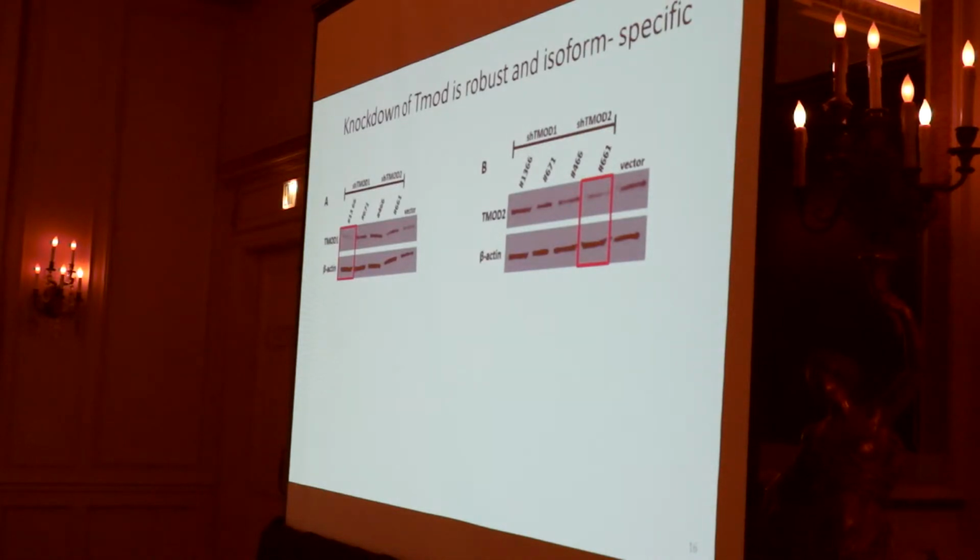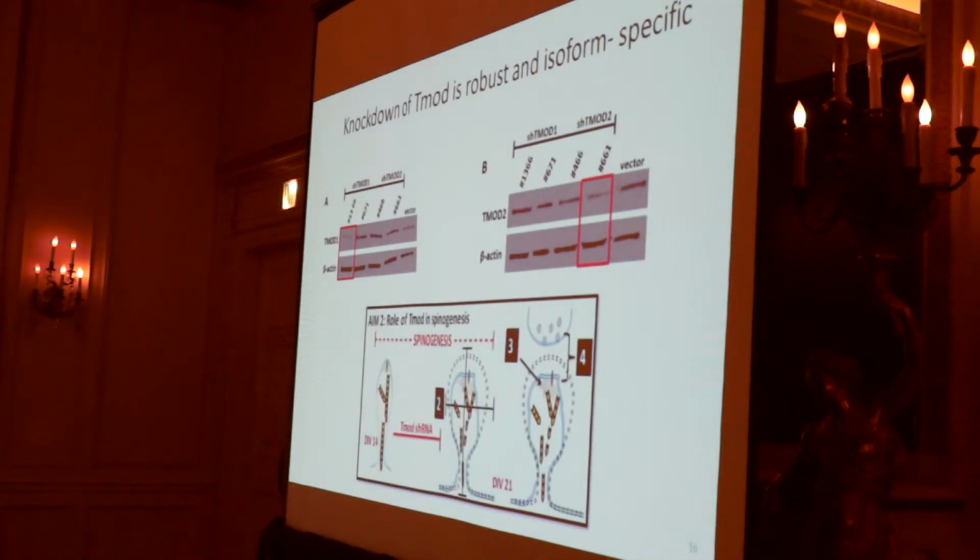Okay. But obviously, I need functional data, and so I was able to generate knockdown constructs for tropomodulin 1 and 2. After a lot of trial and error, I was able to create a hairpin 1366 that's specific for tropomodulin 1, but does not knock down tropomodulin 2. I was also able to generate a hairpin 661 that is specific for knocking down tropomodulin 2, but does not knock down tropomodulin 1. With this, what I plan on doing is introducing these constructs into developing neurons, so DIV14, that would be days in vitro 14.